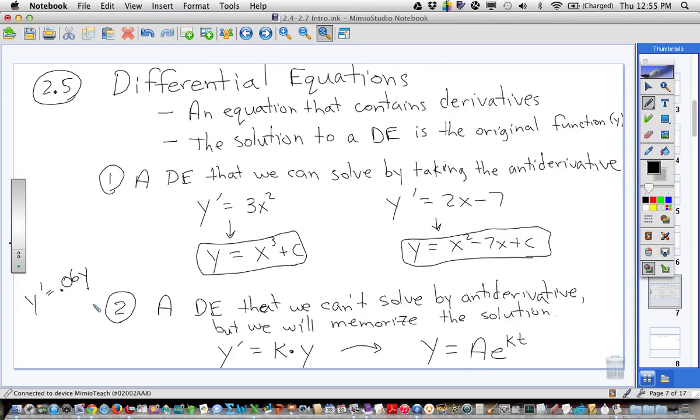Can everybody recognize that that's number 2, right? It's got the y in it, not an x, and it's got a k, some number in front. So therefore, the solution to that is y equals a e to the 0.06 t, because that 0.06 is the k, and that k out in front of the y is the same k that's in the exponential up there. So, I mean, that's about all there is to do on those.